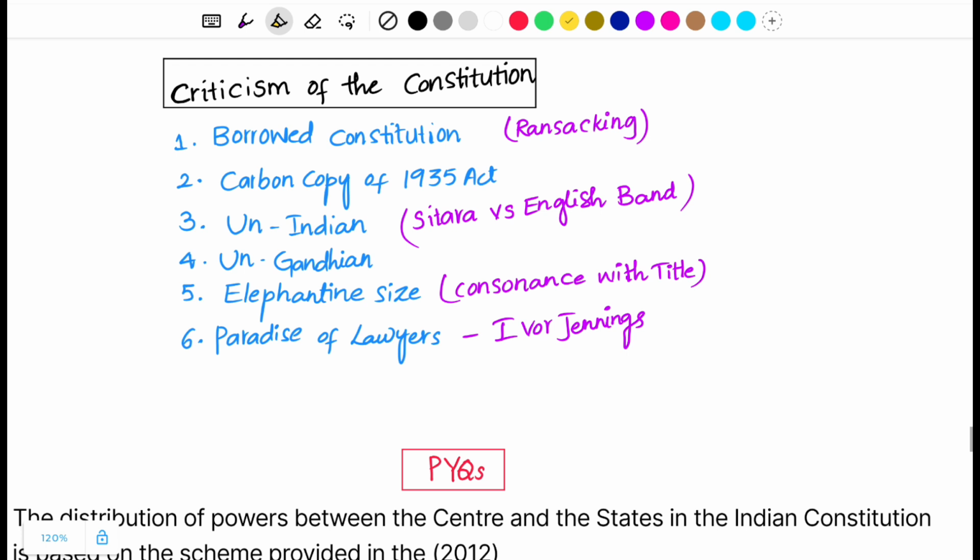This is the paradise of lawyers. Sir Ivor Jennings opined that it is the paradise of lawyers because the Constitution has the greatest influence of its members, because Dr. B.R. Ambedkar, who is the chairman of the drafting committee, is himself an advocate. So the impact can be clearly seen. There is also a presence of great members or legal luminaries to a great extent in the Constituent Assembly. So Sir Ivor Jennings called this the paradise of lawyers.